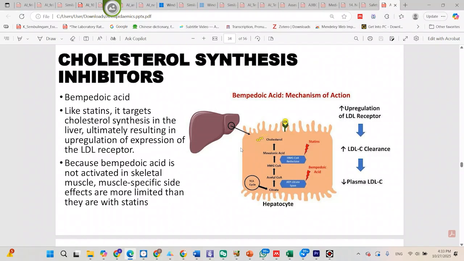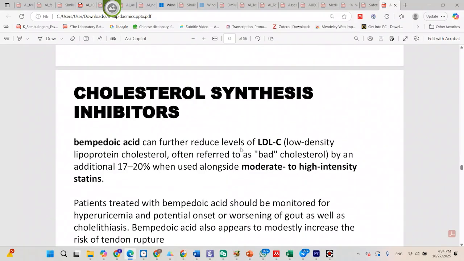Now, acetyl-CoA is changed into HMG-CoA, and HMG-CoA is reduced into mevalonic acid. That's the target of statins. But the step before then, the formation of acetyl-CoA from citrate in the tricarboxylic acid cycle, is catalyzed by ATP citrate lyase. This is the target of bempedoic acid. That's the enzyme bempedoic acid targets. So that's just the mechanism of action of bempedoic acid.